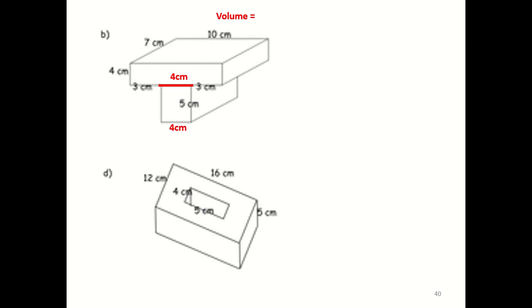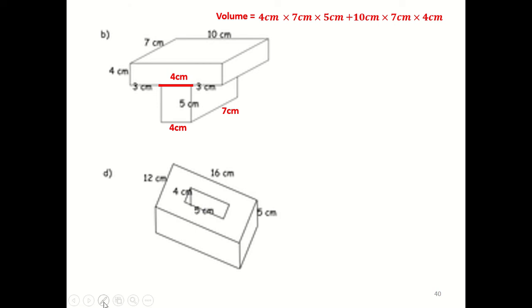Now, to find the volume of the bottom rectangular prism, I'm going to take 4 centimeters and multiply it by the length of the prism, which is simply 7. Take that and multiply it by the height, and it will give you the volume of the bottom rectangular prism. And for the top rectangular prism, you will simply take that 10 and multiply it by the length, which is 7, and multiply it by the height, which is 4, and that will give you the volume of the top.